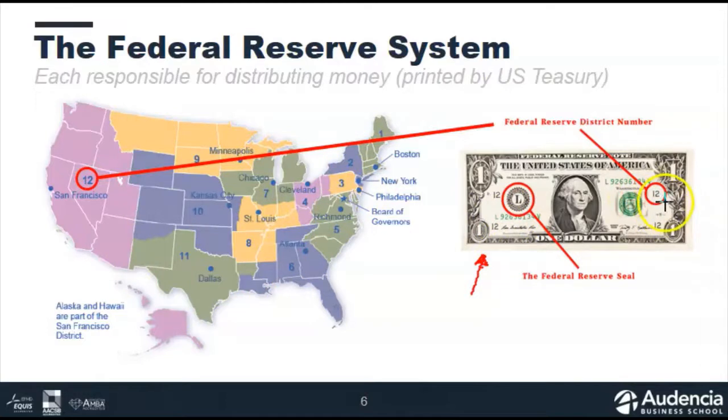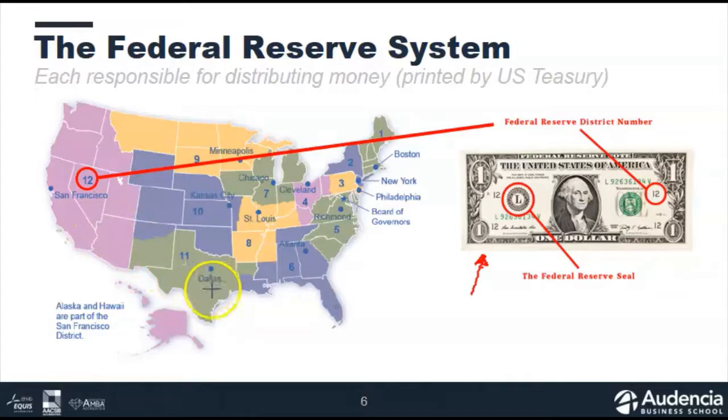This one was emitted by Reserve Bank 12. So this is the San Francisco office of the Federal Reserve. This is the regional bank of the Federal Reserve in San Francisco, and you can see there's 12 of them. The Federal Reserve seal is here, but the letter L also represents that it came from San Francisco. We have here the seal of the Treasury. This is the seal of the Federal Reserve, and the number here indicates, as well as the code, the bank where it came from.